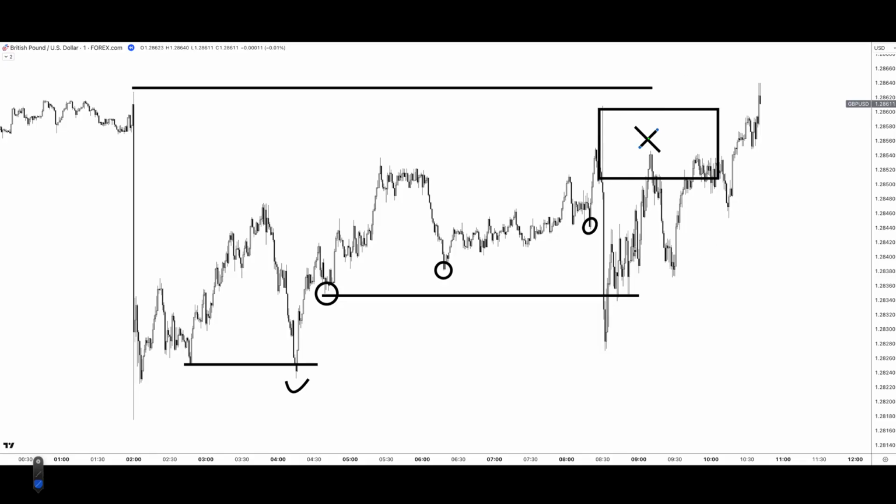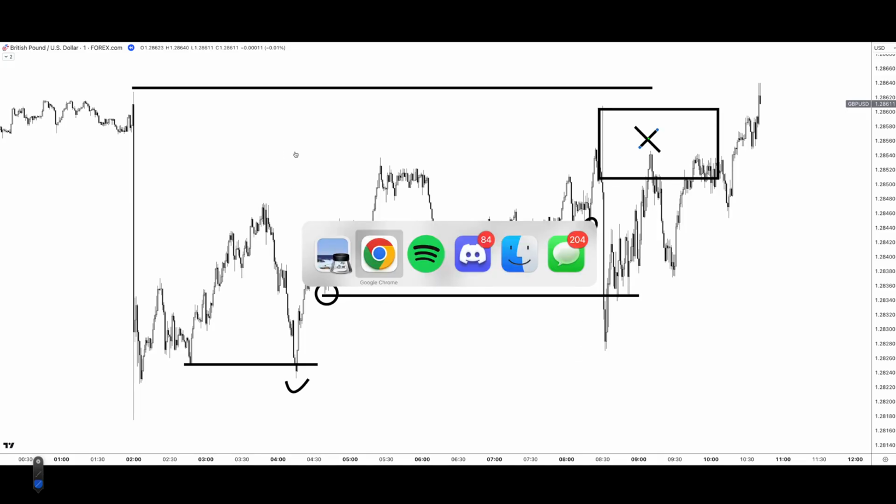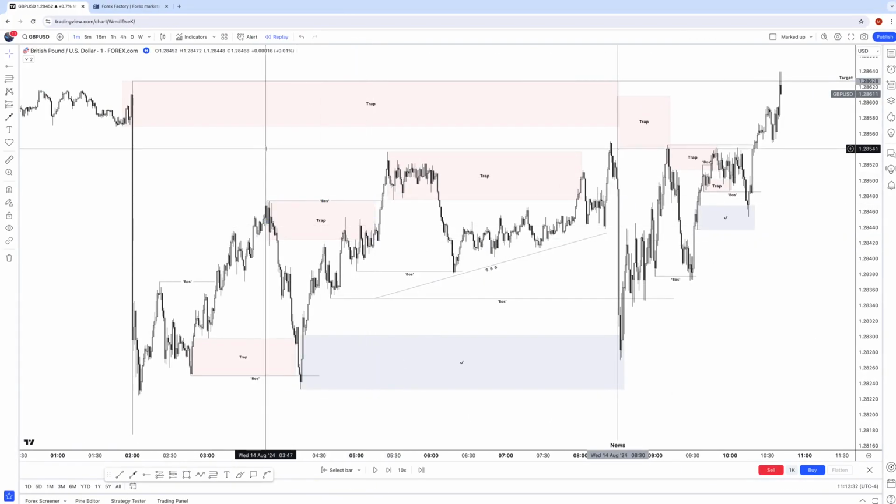We can anticipate reactions to occur because this is, again, where sellers are interested in getting in the market. If we do get reactions, it's just going to provide us what? More opportunities to buy, okay? So this is the after now. Now we're going to head over to the TradingView chart and take a look at the detailed markup, okay?